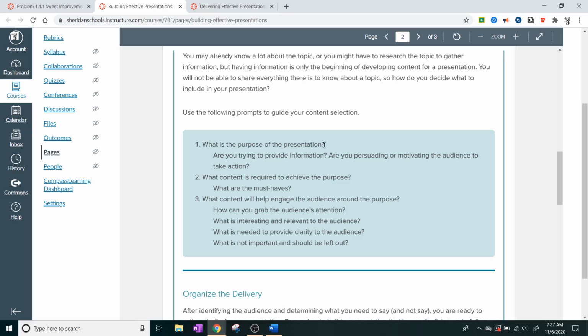What is the purpose of the presentation? What content is required to achieve that purpose? So think about how when you're building the presentation, think about the most boring teacher imaginable that you've had in your life so far, and think about what they did and why did you dislike it so much?